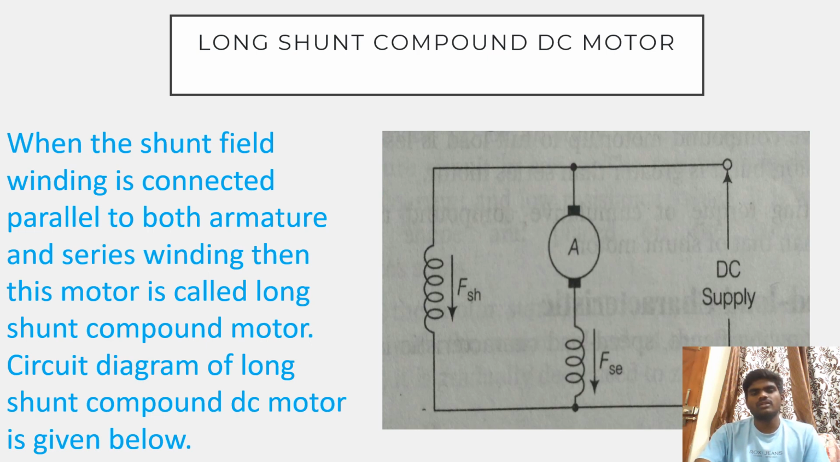When the shunt field is connected in parallel to both the armature and the series winding, then this motor is called a long shunt compound motor. The circuit diagram of the long shunt motor is given below. So this is the long shunt compound motor. This is the armature winding, and this is the shunt field, connected to the series field.